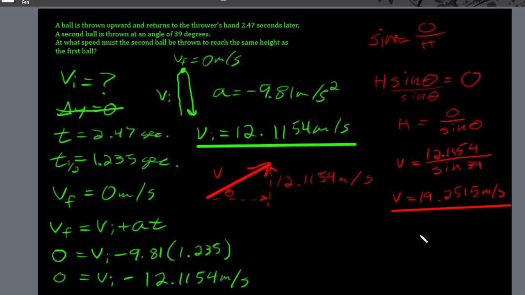All right, so that is how to work through question number 5. I hope that was helpful. Again, remember that the main point is that we were working so that this VI of the first ball was equal to the y component of the second ball, because it's the y component that actually determines the height and the time in the air for the ball.